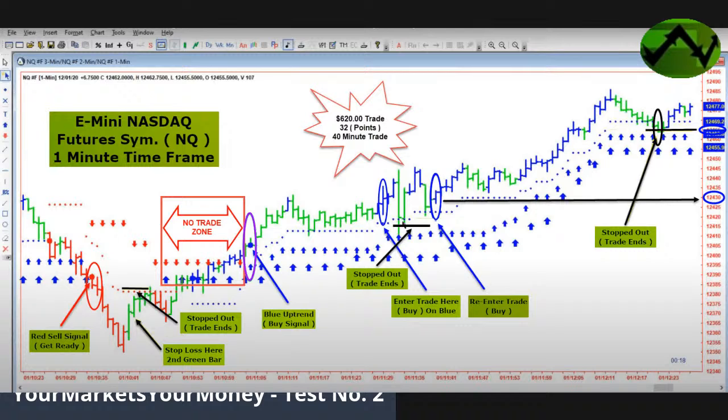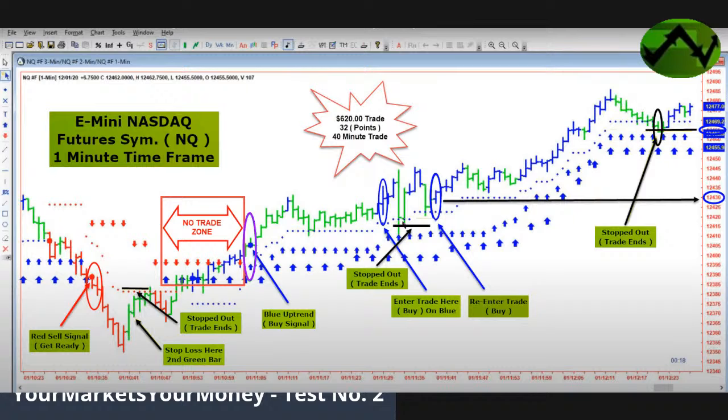Okay, so you get in here. You're going to stay in the trade. 2 green bars. You're going to put your stop loss about right here. And you stay in the trade, all the way up here.